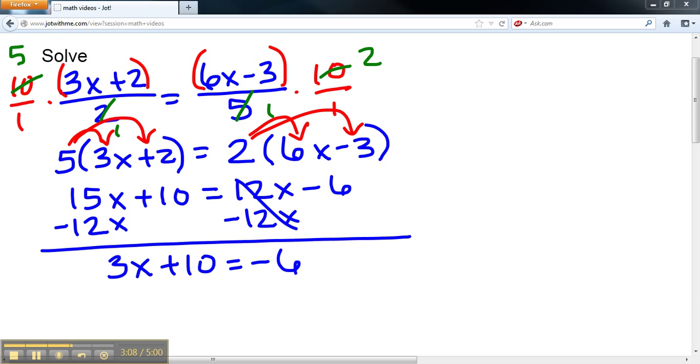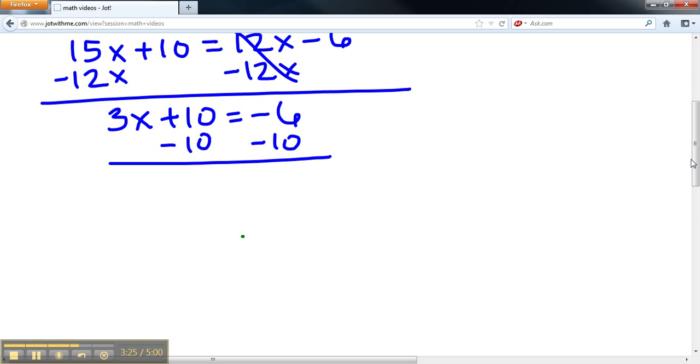Now that 10 is over on the left-hand side with the x term, and we don't want it there. So we want to do the opposite of adding 10. We want to subtract the 10 to move it over to the other side. And when we do that, we're going to have 3x equals negative 16.